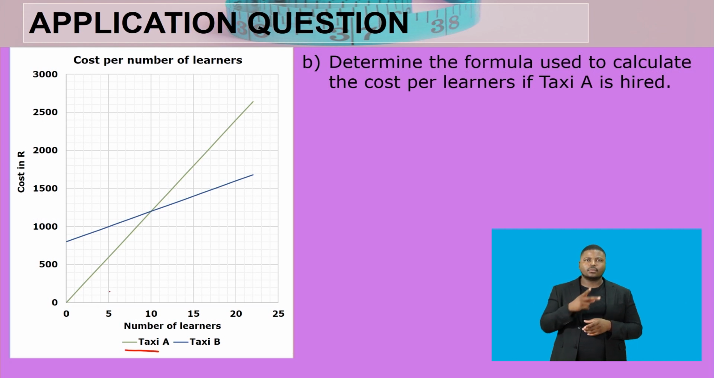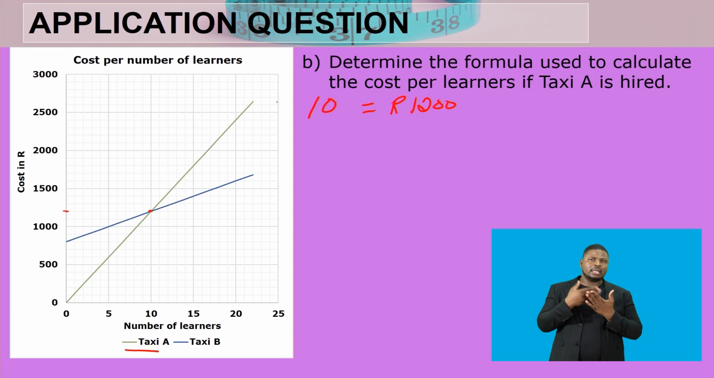Okay, let's take 10 learners, because with 10 learners, we can see that it's already on the line there. Now let's count our divisions. If this is 1,000 and this is 1,005, we must have 5 divisions. So it's going to be 1,001, 1,002, 1,003, 1,004, 1,005. So it means 10 learners is equal to 1,200.